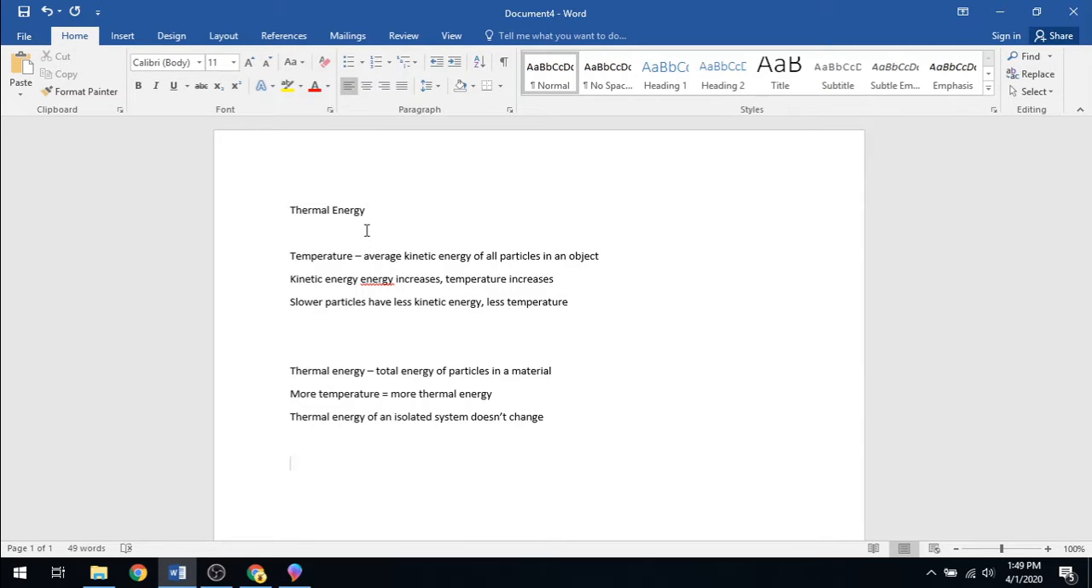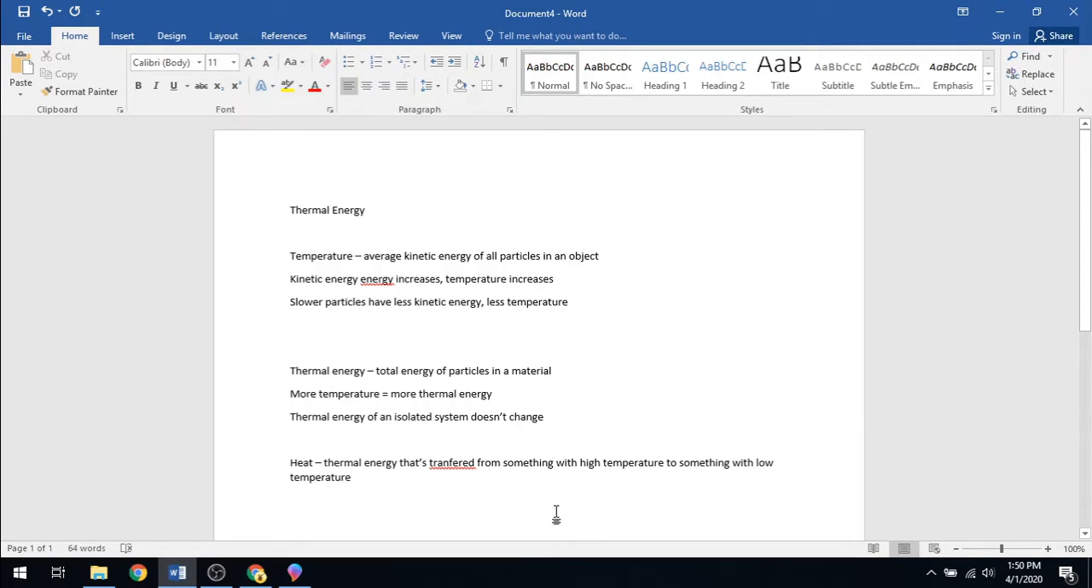Okay, next, we need to have a definition for the word heat, because we use it to say a lot of different things. In science, heat is the thermal energy that's transferred from something with high temperature to something with low temperature. So heat always goes from something hot to something cold.